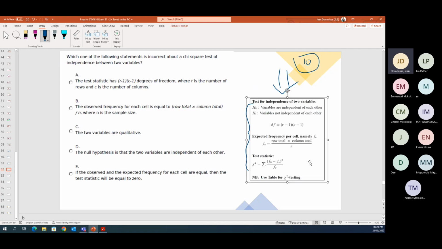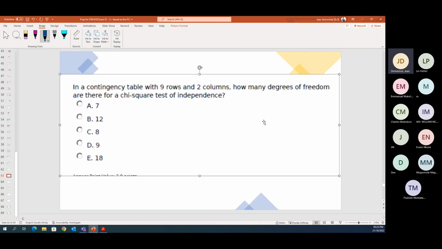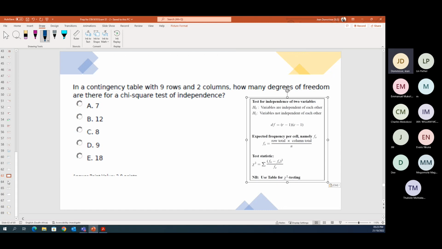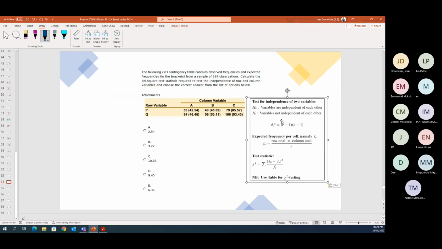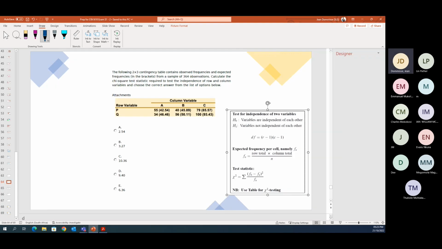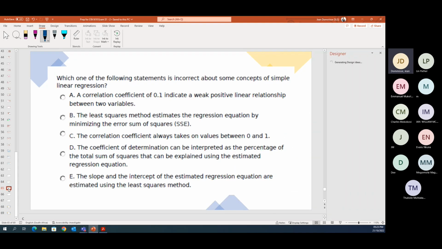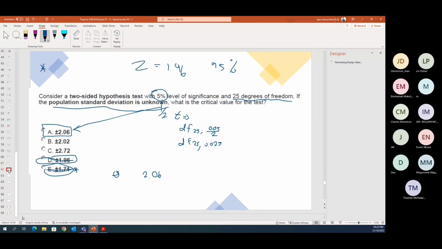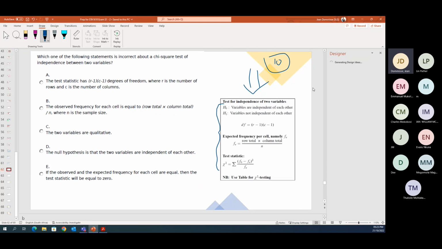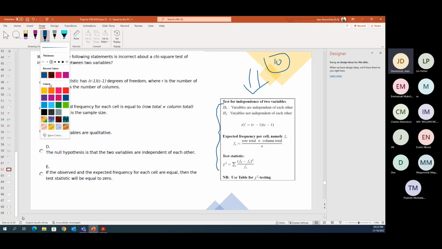I look at this nearly every time first, and then check what is in the question, so that you don't need to remember all the things, because this is a basic that you need to remember from chi-square. So let's look at the question set.